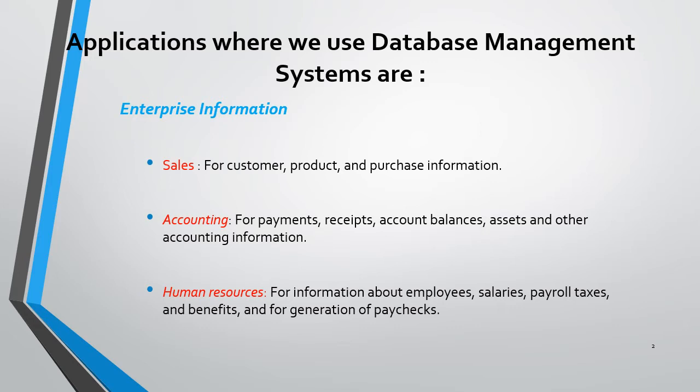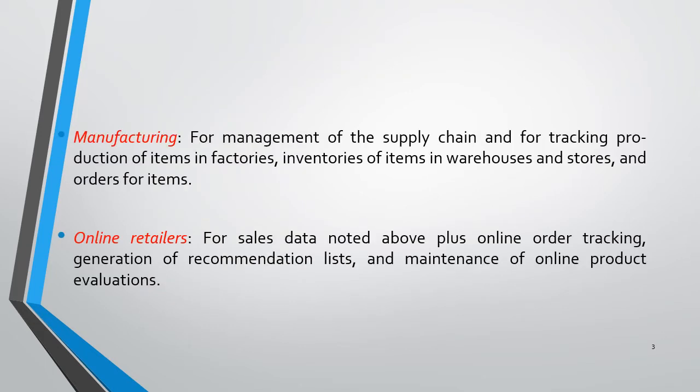Then for human resources, you have a database for the people who are working in the organization, that is the employees, their salaries are made through it, payroll, taxes, benefits, and the generation of paychecks as well. Then in manufacturing, for the management of the supply chain and for tracking production of items in factories, inventories of items in warehouses and stores, and orders for items.